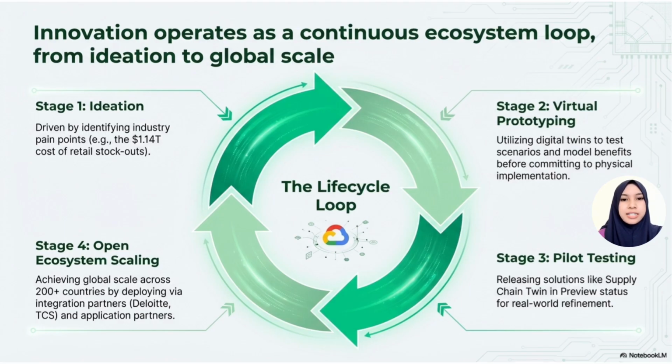This slide explains how innovation is not a one-time process, but a continuous loop. Stage 1 is ideation, where companies identify real industry problems, such as high cost from stock shortage. Stage 2 is virtual prototyping. Instead of immediately implementing a solution, companies test ideas digitally using the supply chain twin to evaluate outcomes. Stage 3 is pilot testing, where solutions are applied in a controlled real-world environment to refine performance. Finally, stage 4 is ecosystem scaling, where successful solutions are expanded globally through partnership. The key point here is that innovation continuously scales, improving testing and scaling over time rather than stopping at implementation.